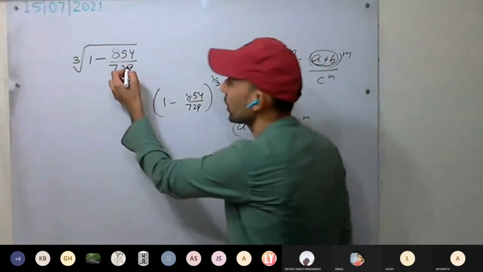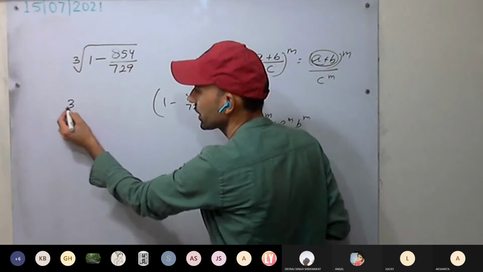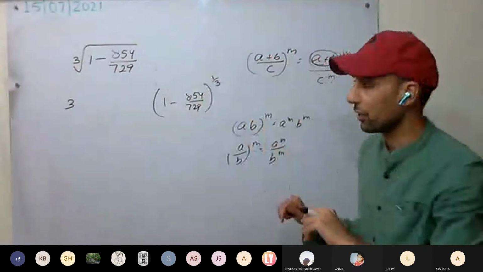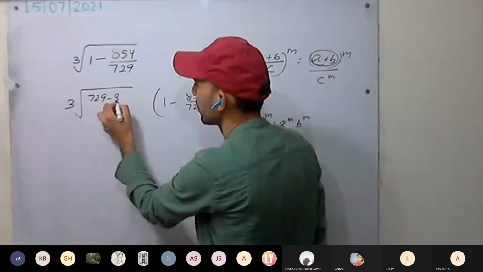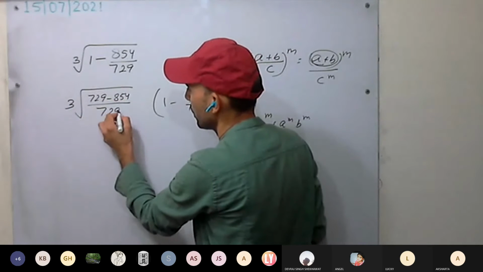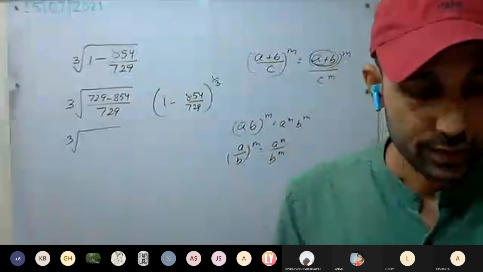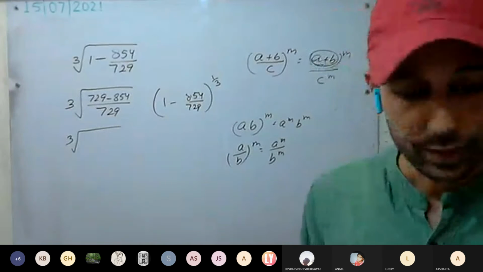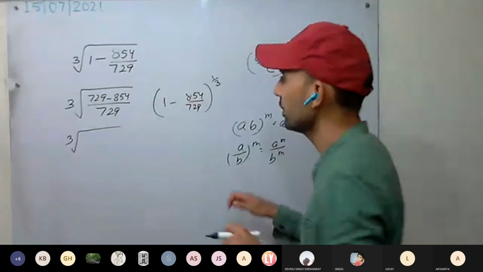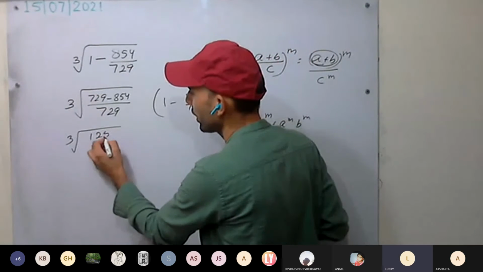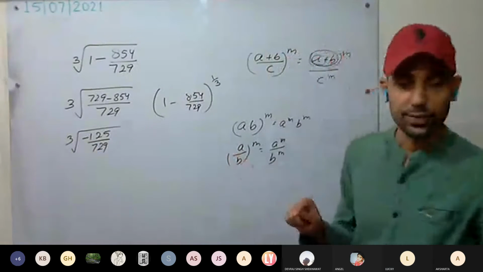So here first we have to solve within the bracket, within the root. Whenever a minus or plus sign is there, we solve within the bracket first. So take the LCM. Okay, tell me what you are getting. Calculate this one: 729. How much have you got? Minus 125.